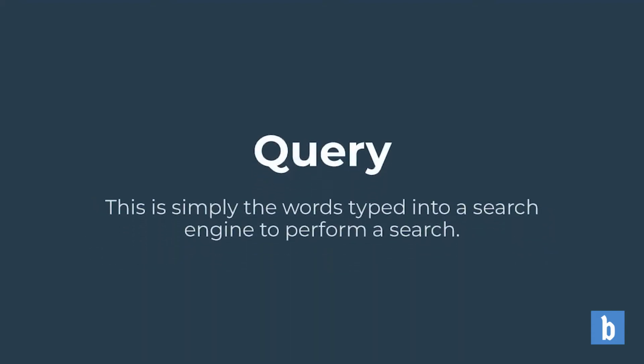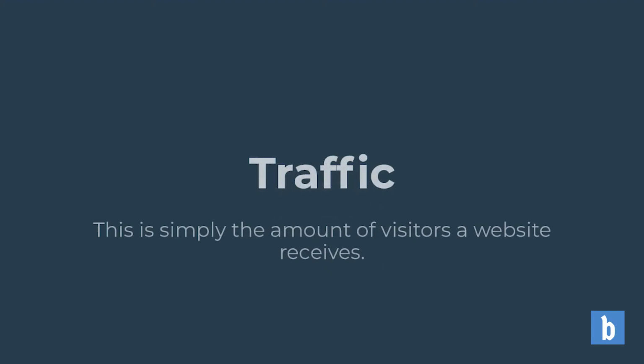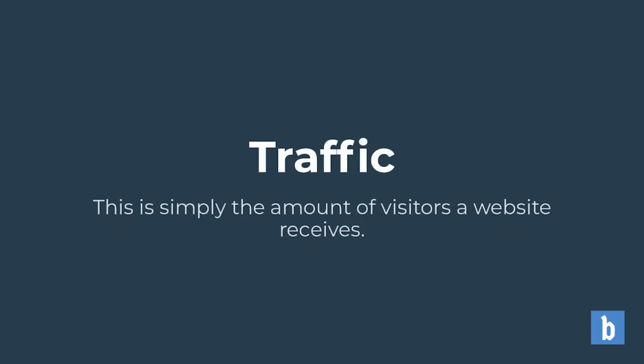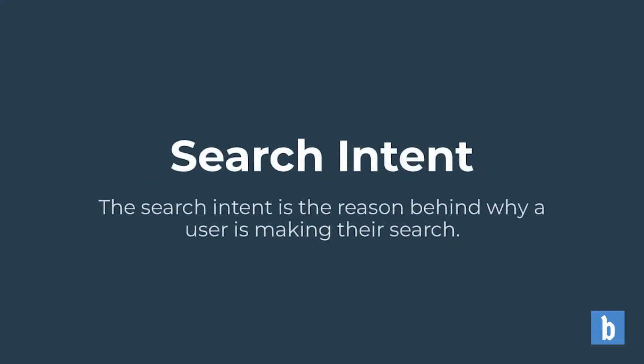Query. This is simply the words typed into a search engine to perform a search. Organic. An organic search engine ranking is earned rather than being a paid advertisement. Traffic. This is simply the amount of visitors that a website receives. Google My Business. This is a free local business listing available from Google. Search intent. The search intent is the reason behind why a user is making their search.